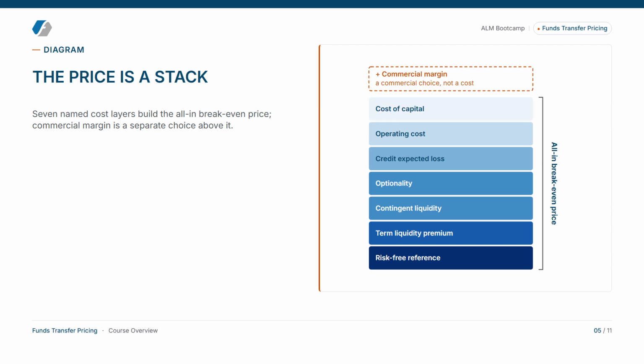Cost of capital closes the stack by charging for unexpected loss and the balance sheet risk that remains. Together, these 7 layers form the all-in break-even price, and commercial margin sits above it as a separate choice. So the stack is not a market quote, or said more precisely, it is a controlled synthesis of costs, each one owned somewhere in the bank.